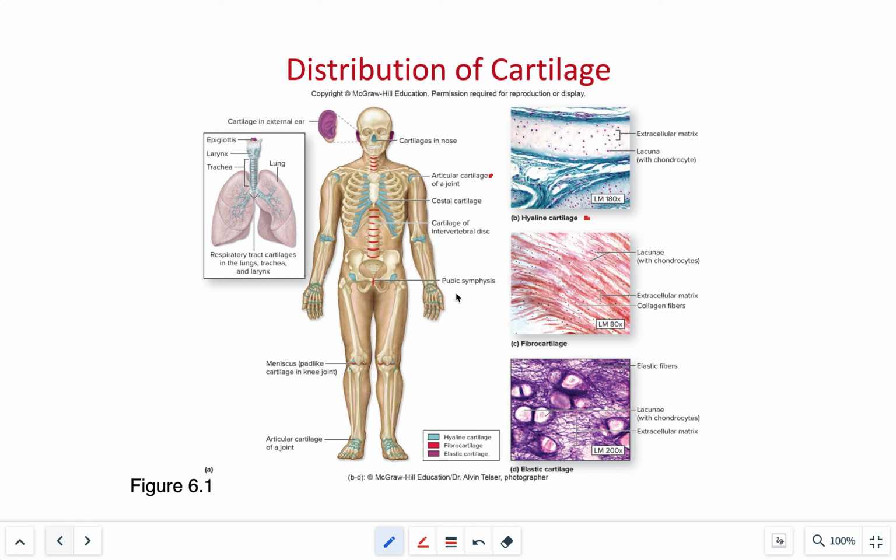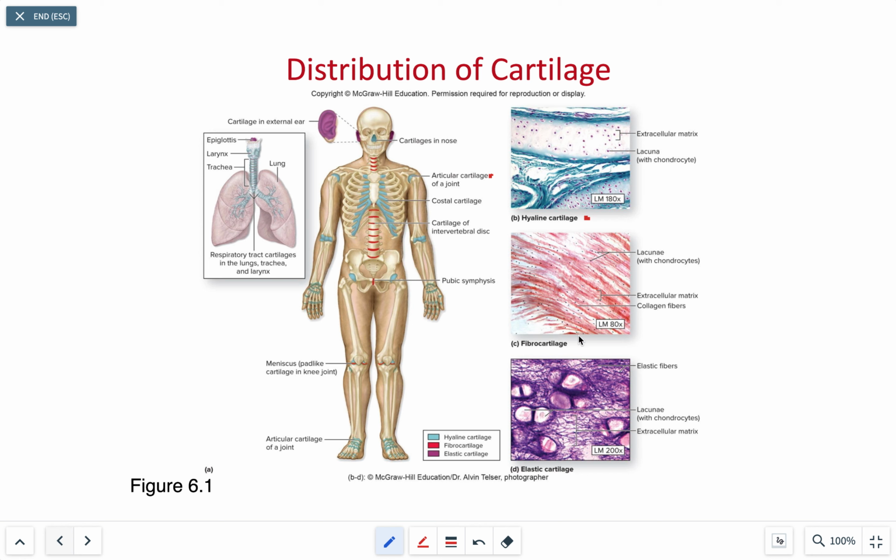Some of the things that make hyaline cartilage interesting is that it's very flexible and resilient. It takes on a translucent appearance, as shown in the blue in the diagram. It's also surrounded by a dense connective tissue called a perichondrium. And the perichondrium is going to have two distinctive layers, which we'll get into here in a second.